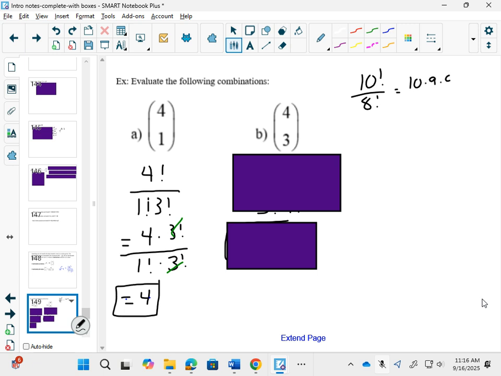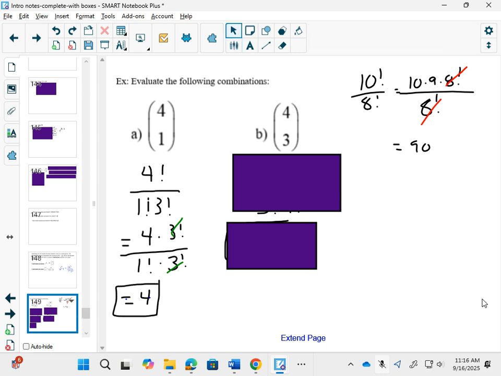Factorial means repeated multiplication all the way down to 1. But when I get to 8, I say, well, I'm just going to add the exclamation mark there because it would keep going. I have an 8 with an exclamation mark on the bottom. These will nicely simplify away. And I'm just left with 10 times 9, which is 90.